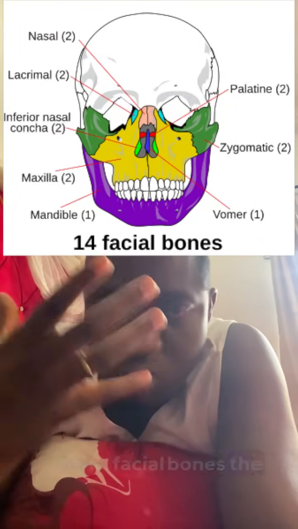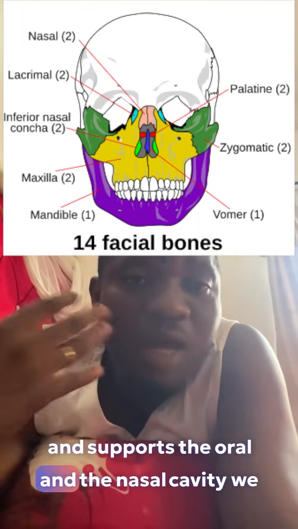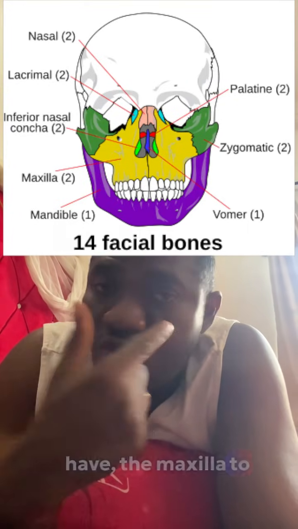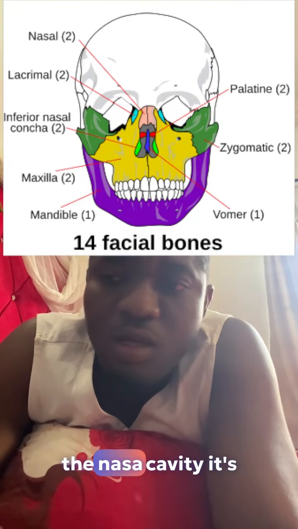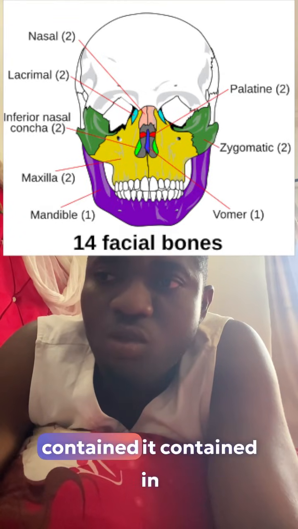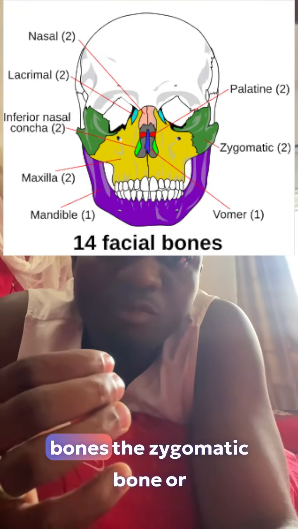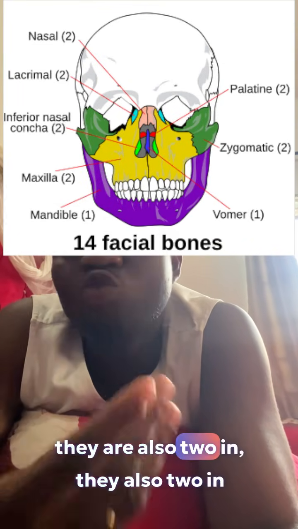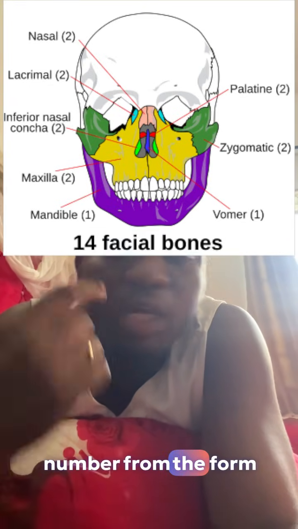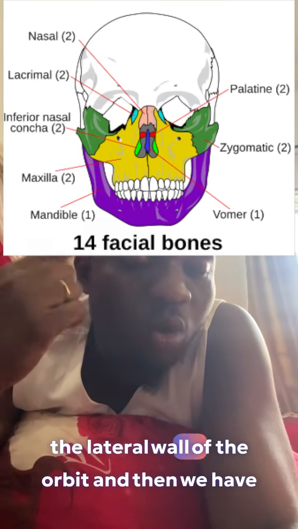Then we have the facial bones, the bones of the face. There are 14 in number. They form the face and support the oral and nasal cavity. We have the maxilla, 2 in number, which forms the upper jaw and part of the orbit and of course the nasal cavity. It contains the infraorbital foramen. Now we also have the zygomatic bones. The zygomatic bones are also two in number. They form the cheek prominence and the lateral wall of the orbit.